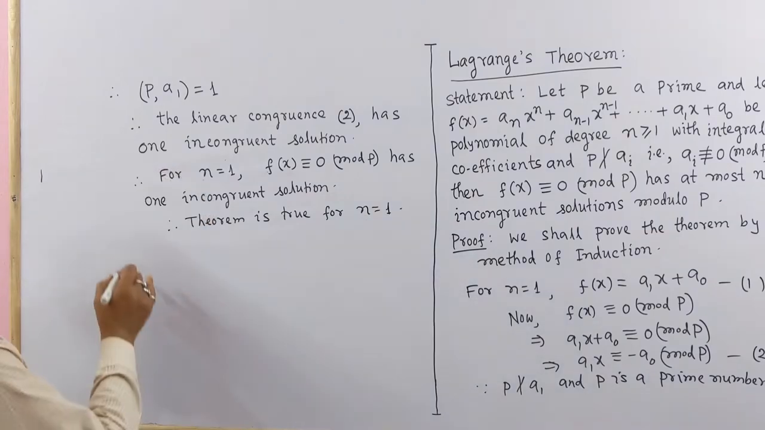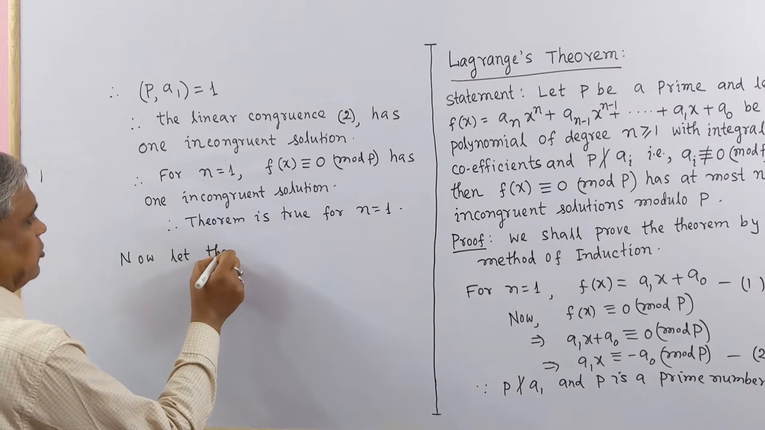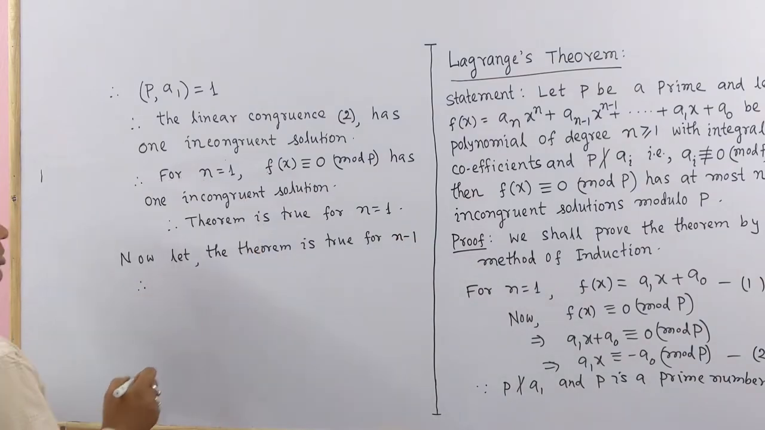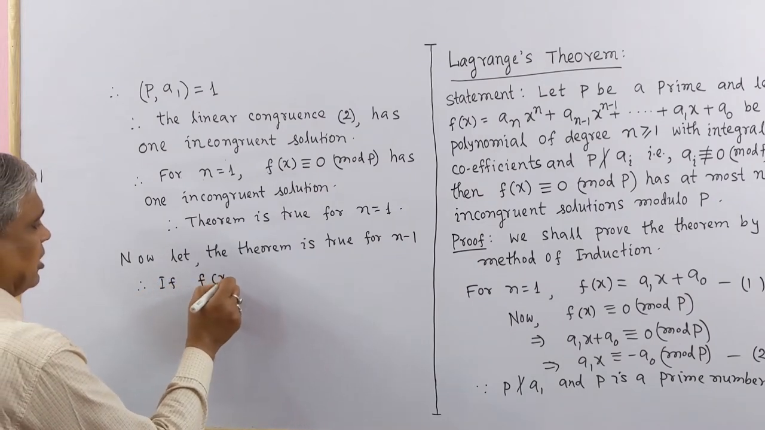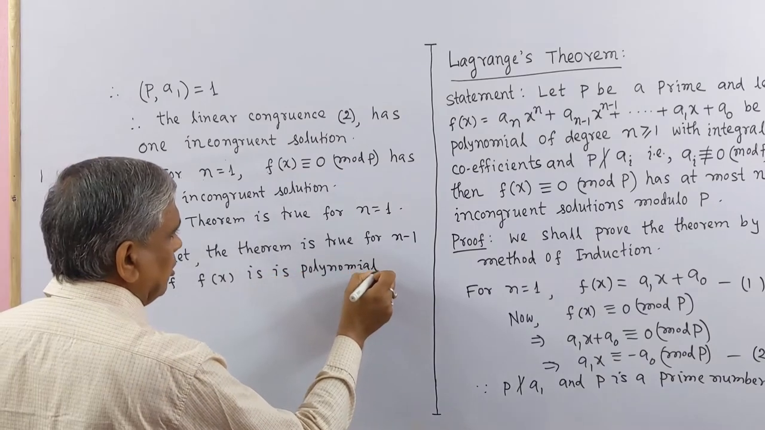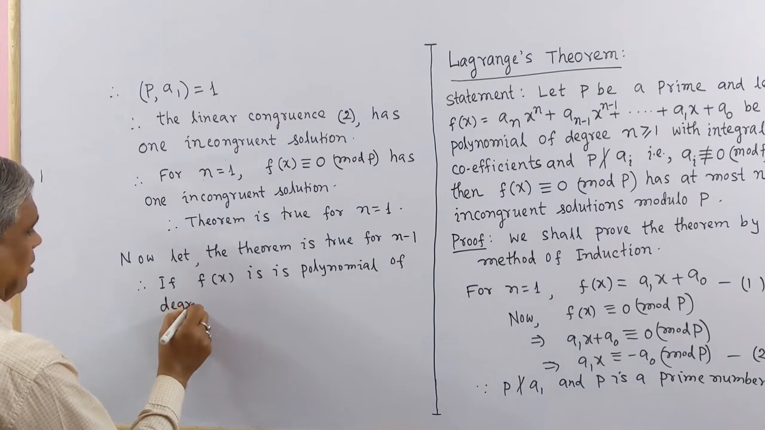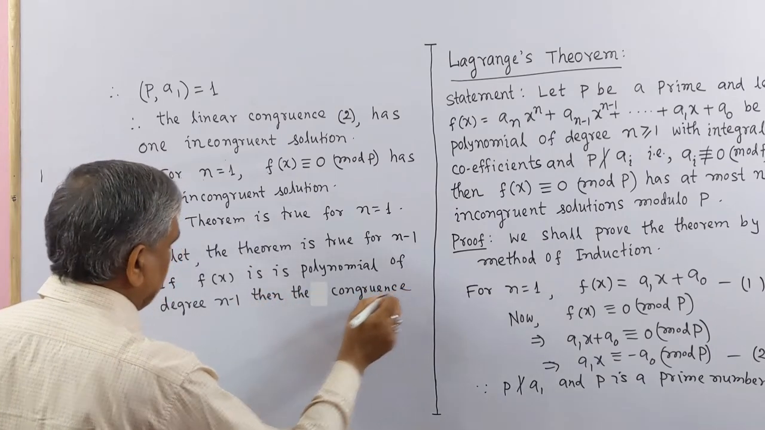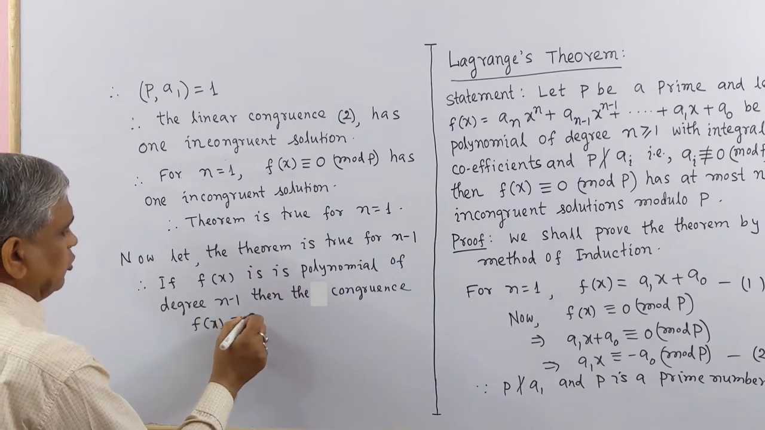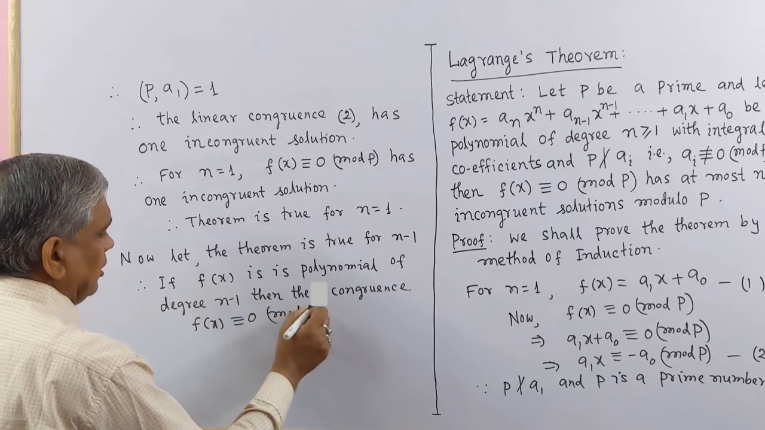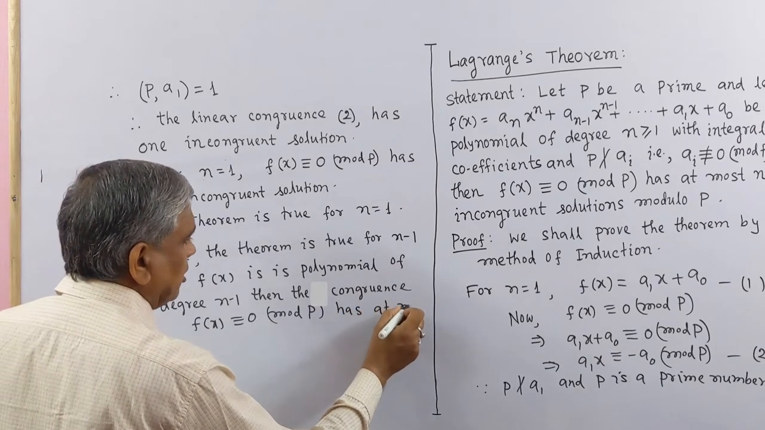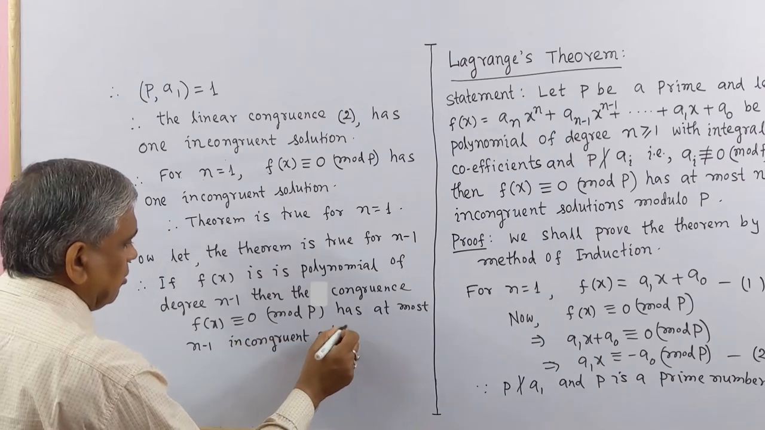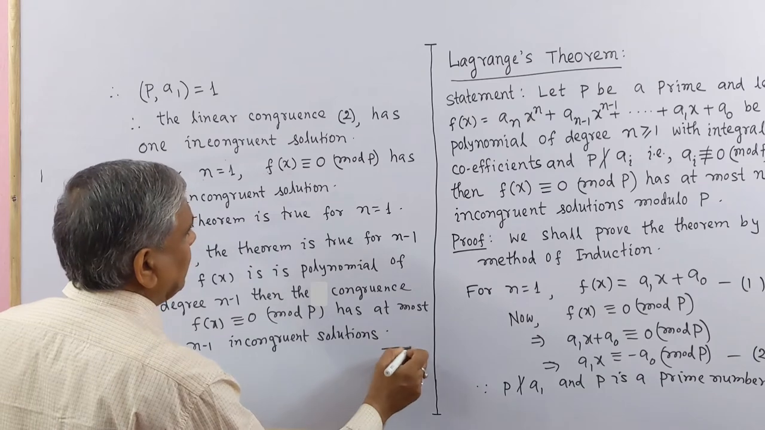Now let the theorem be true for n minus 1. Therefore, if f(x) is a polynomial of degree n minus 1, then the congruence f(x) is congruent to 0 modulo p has at most n minus 1 incongruent solutions. Let this be number 3.